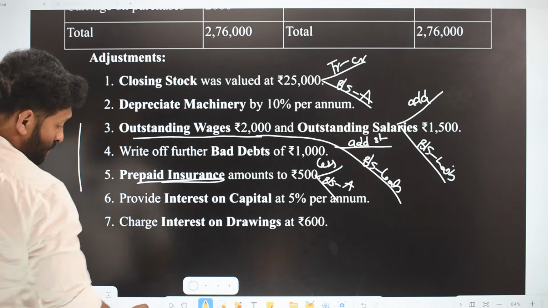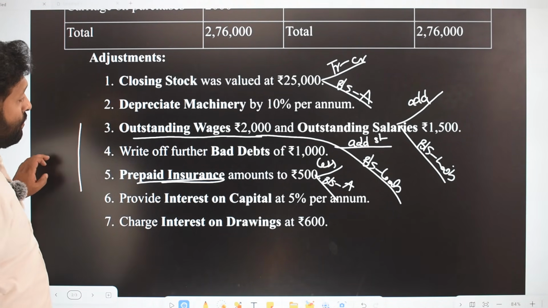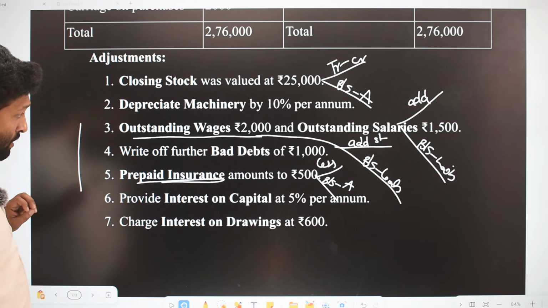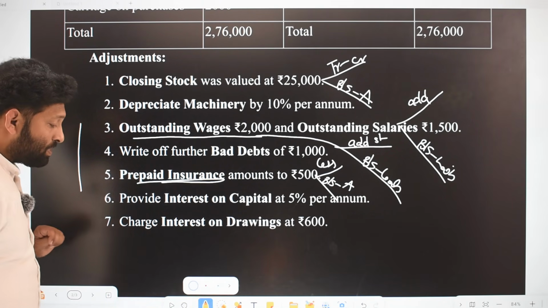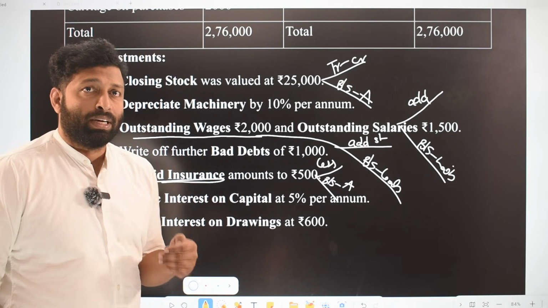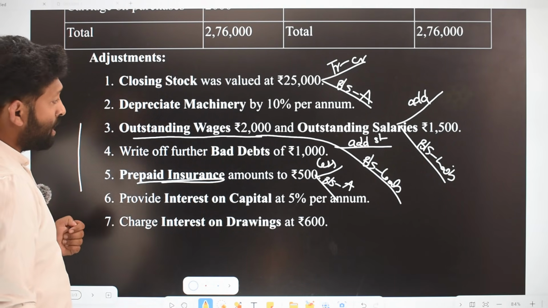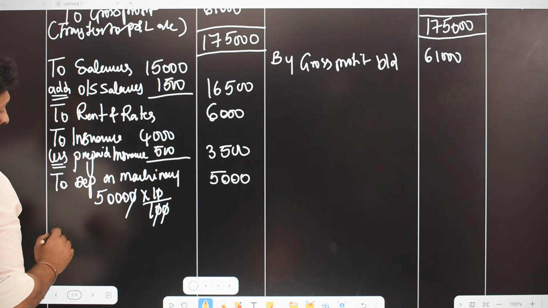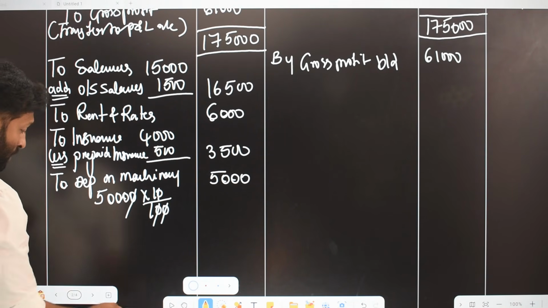Now see the next adjustment ma. Next adjustment here. Yeah. Further bad debts is 1,000. Here bad debts ma. Bad debts is a loss. Already I explained in the adjustment videos ma. It is a loss. Yeah. First time we have to show it on the debit side of profit and loss account.